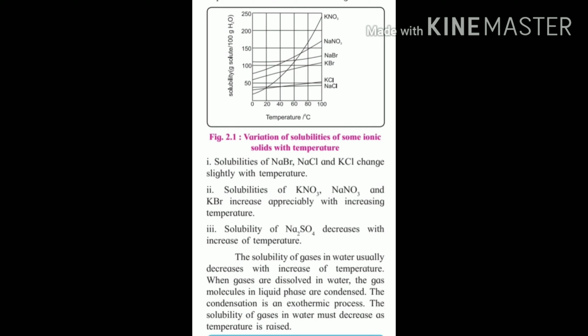If you look at the x-axis, it is the temperature and the y-axis is the solubility. If you look at the first point, it says that the solubility of sodium bromide, NaCl and KCl change slightly with temperature. Very slightly it is increasing. Whereas the solubilities of KNO3, that is potassium nitrate, sodium nitrate and KBr, increase by a very good amount with the temperature. And the solubility of Na2SO4 decreases with increase of temperature. It is not shown in that diagram, but of course the graph is going to go downwards.